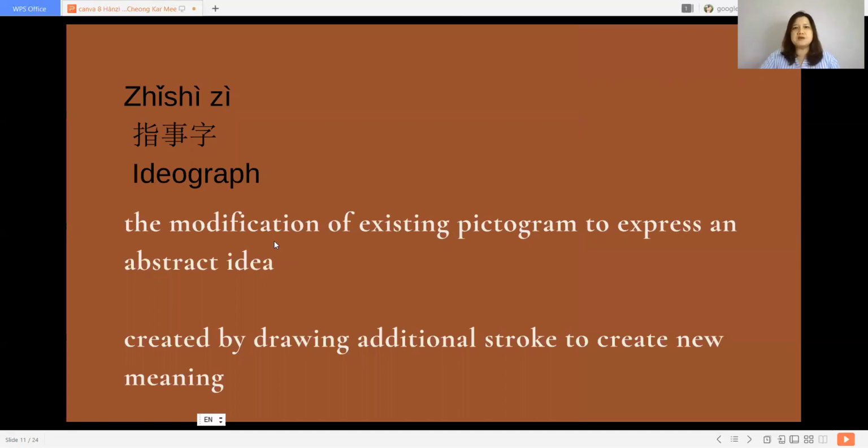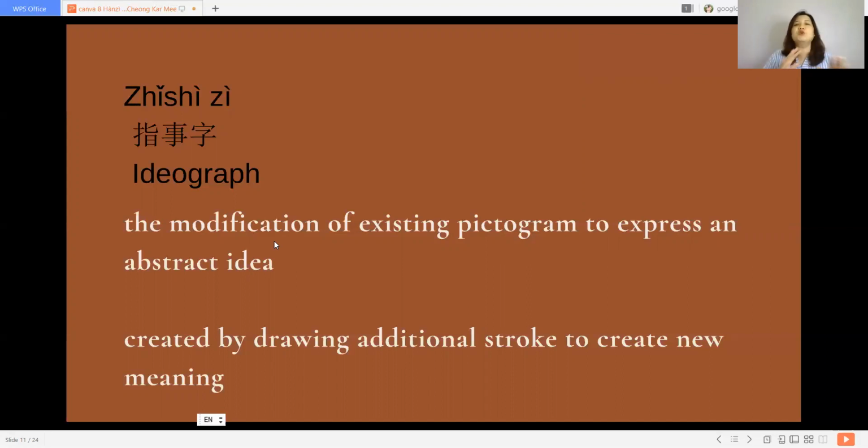Next concept, which is called 指示字. Remember, some words cannot be created based on the method of pictograph or pictogram, especially when we want to express something very abstract. So you have to find other ways to create more Chinese words. This one we call ideograph, 指示字.